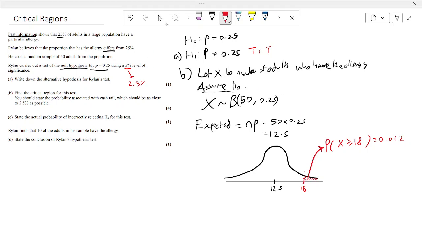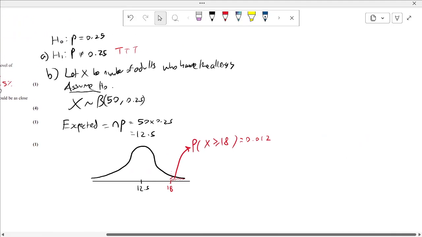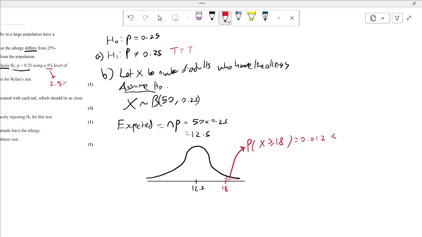Okay, so in this case, this is like 1.2% over here. This is less than 2.5%. So what you would do, you would reject your H0, reject the fact that it's 25%. You think it's not 25%, and you have to write a concluding statement.